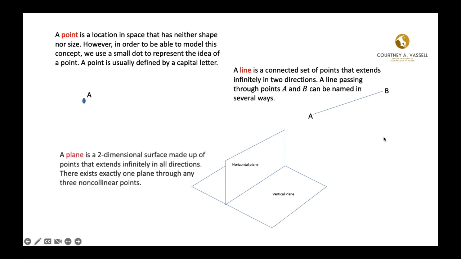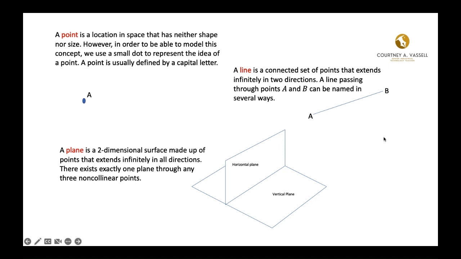The next concept is plane. A plane is a two-dimensional surface made up of points that extends infinitely in all directions. There exists exactly one plane through any three non-collinear points.